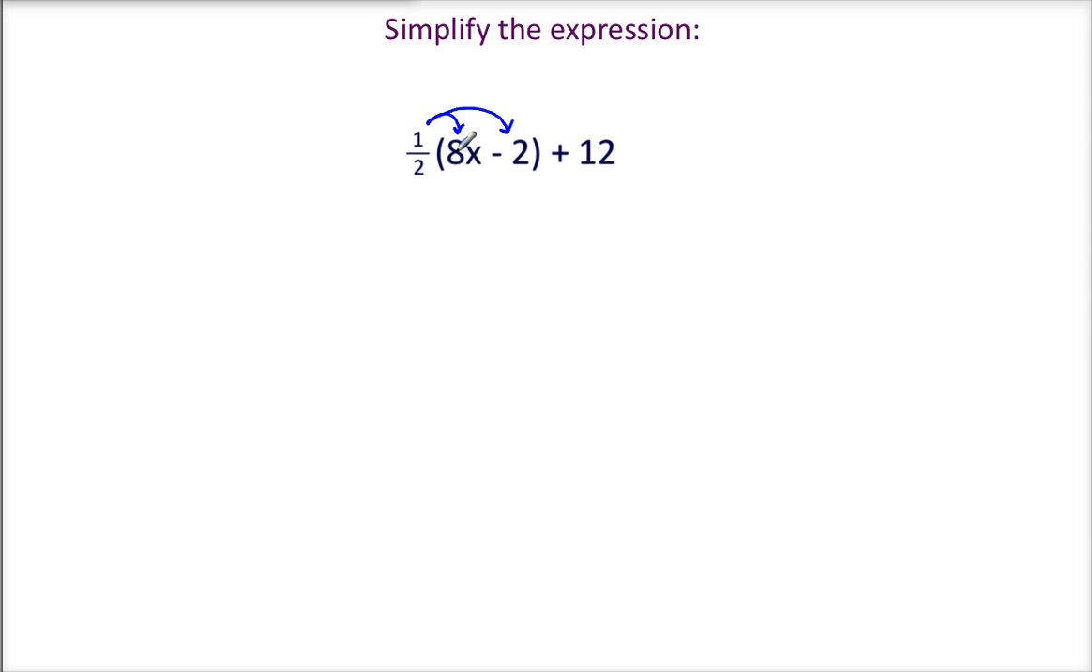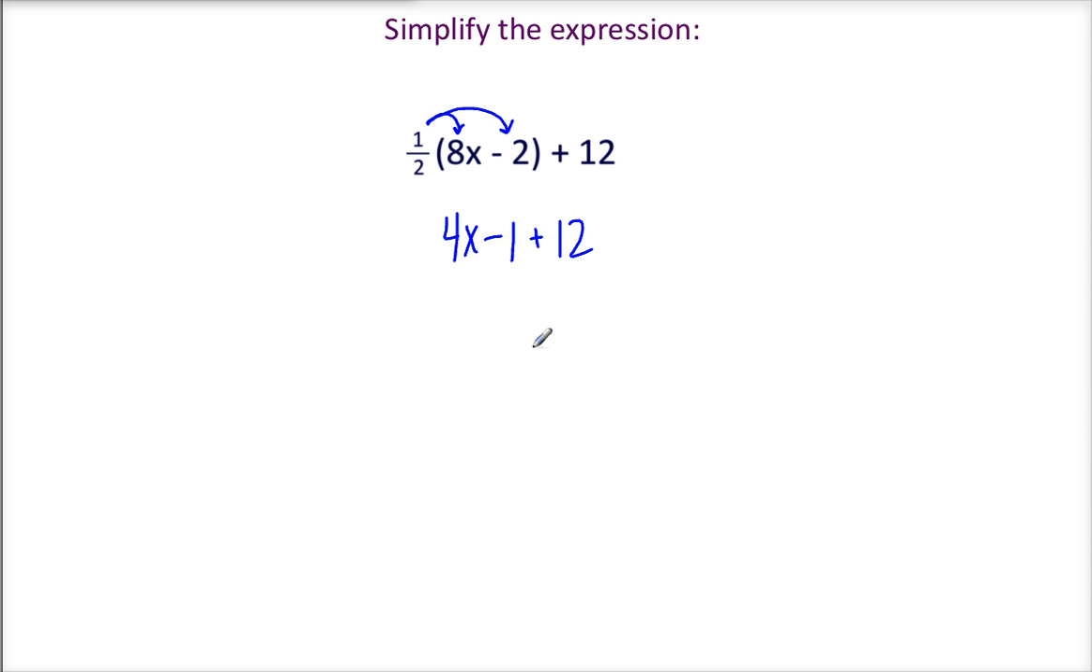So I'm going to do 1/2 times 8, 1/2 times a negative 2. 1/2 times 8, well, that's half of 8. So that's 4 x's. Then I have 1/2 times a negative 2. So half of negative 2 is negative 1. Okay, so if you're picturing your tiles, picture 8 x's and 2 negative 1 tiles, and we take half of those. So that leaves us with 4 x's and a negative 1. And then we still have plus 12 out here outside of the parentheses.